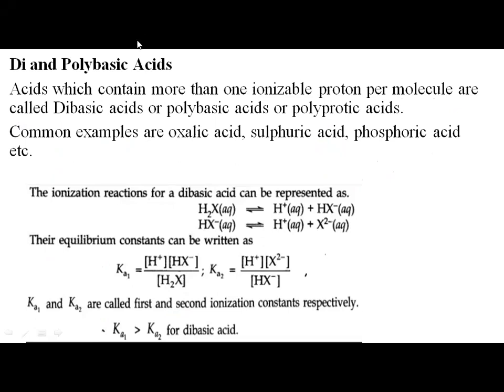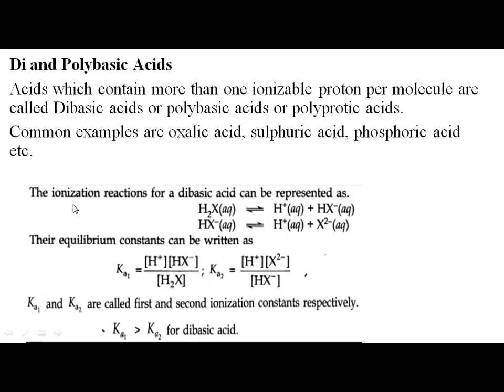Di and polybasic acids. Acids which contain more than one ionizable proton per molecule are di or polybasic acids or polyprotic acids. Oxalic acid has got 2 hydrogens, so it is dibasic. Sulfuric acid has got 2 hydrogens, so it is dibasic. Phosphoric acid, H3PO4, has got 3 hydrogens. Therefore, it is tribasic, or you can say polybasic.